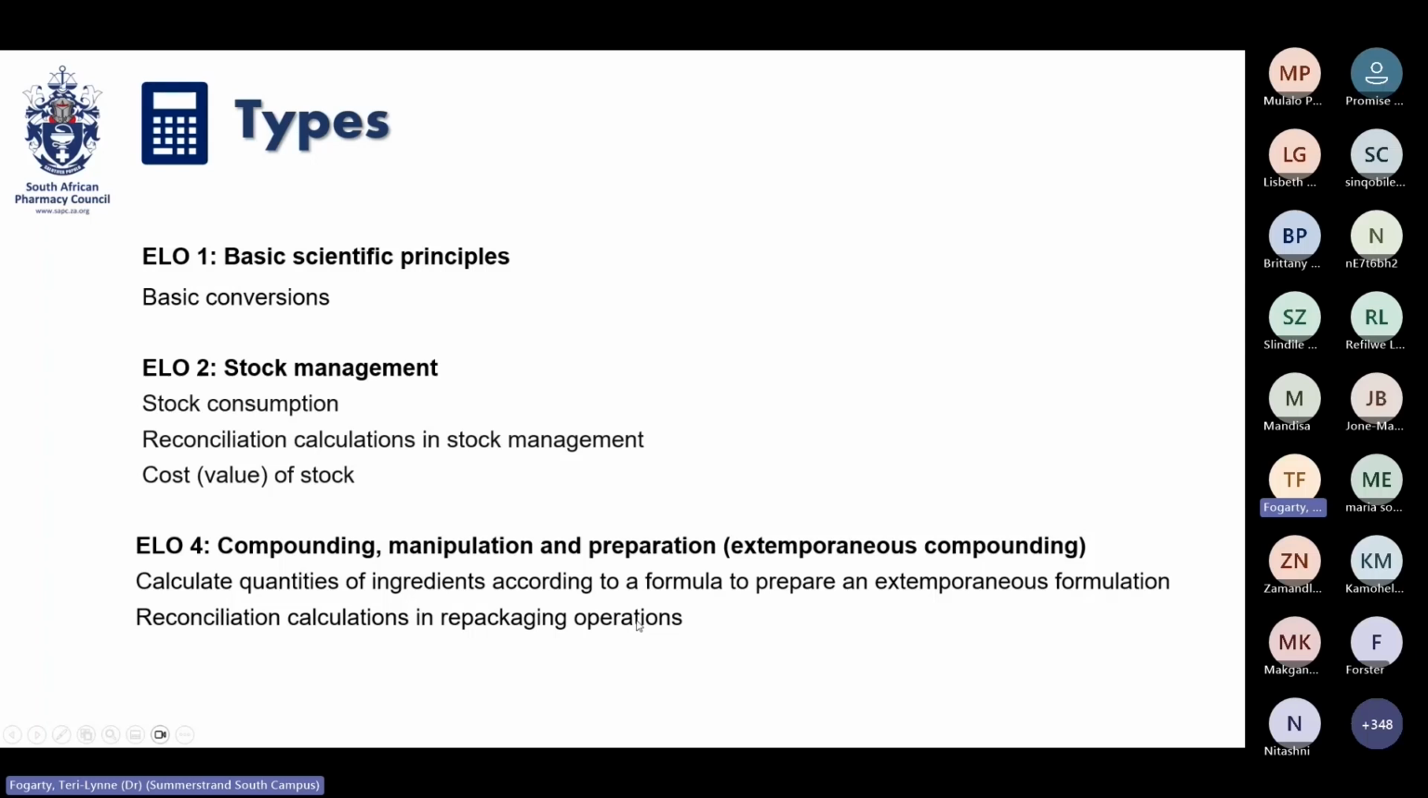So if you manufactured 10 items, but you got 15 labels from the dispensary, how many labels are left over? That's an example of a reconciliation calculation. How many labels do you have to return to the pharmacist after you've repackaged your 10 packs?